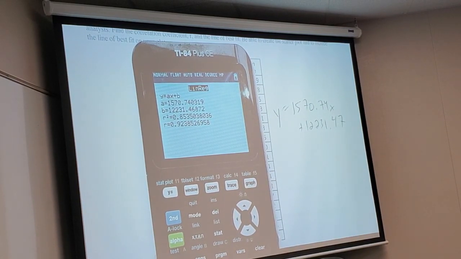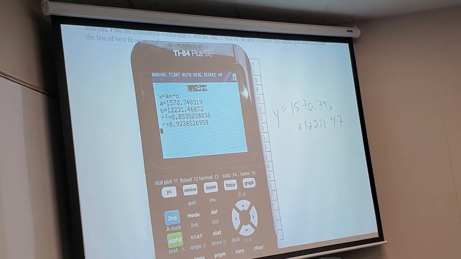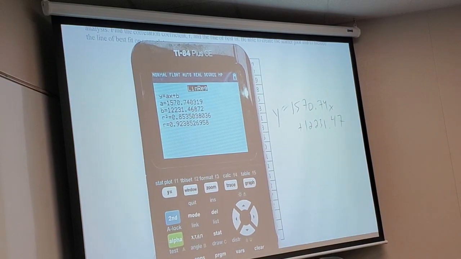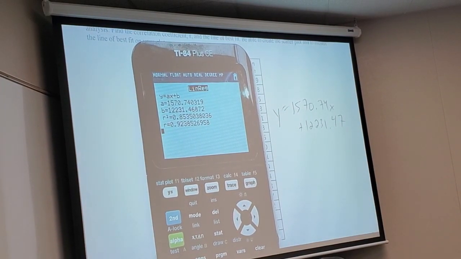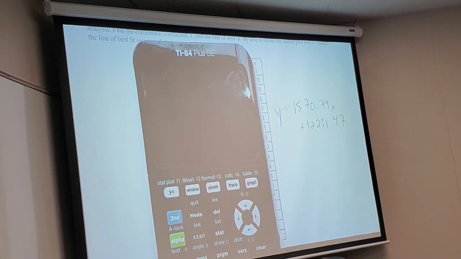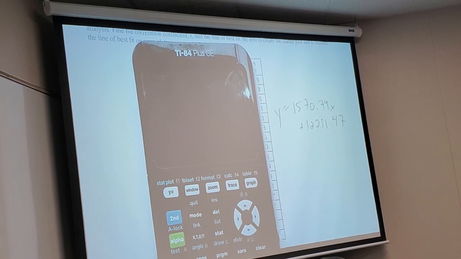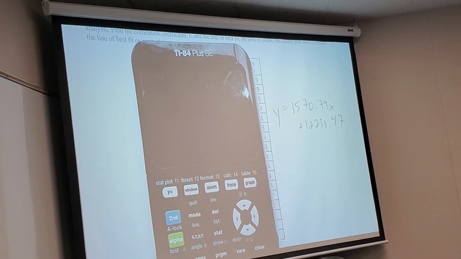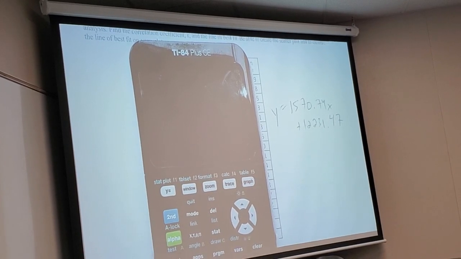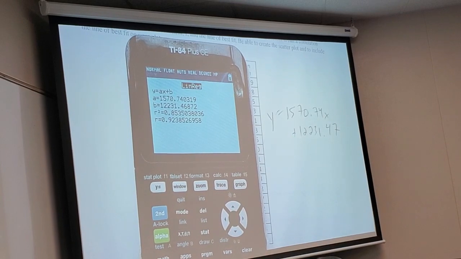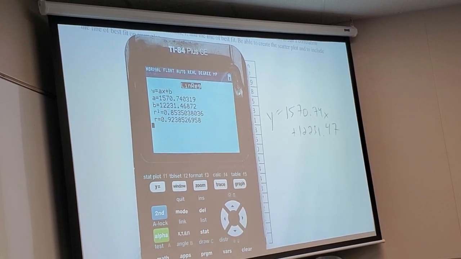What's a y-intercept mean? What's the y-intercept mean in general? That's when x is 0. What's the input for this problem? What was the first column? That's my x's, right? The first column was the percentage that have bachelor's degrees, right? So if the percentage that have bachelor's degrees is 0, I would expect a median income of 12,000. Does that make sense?